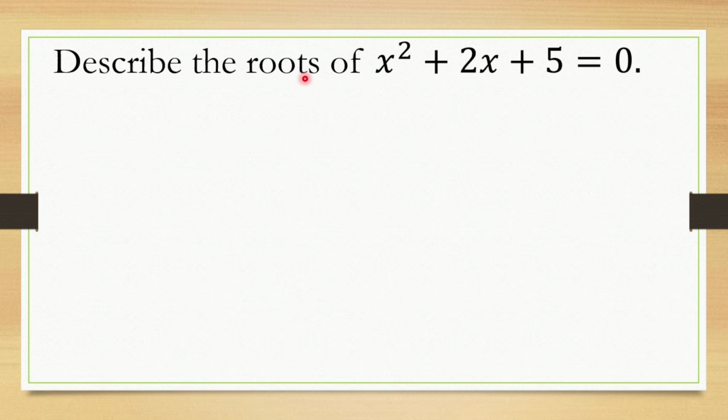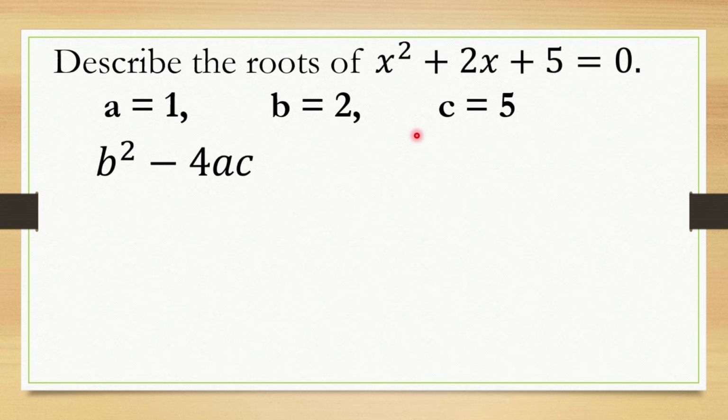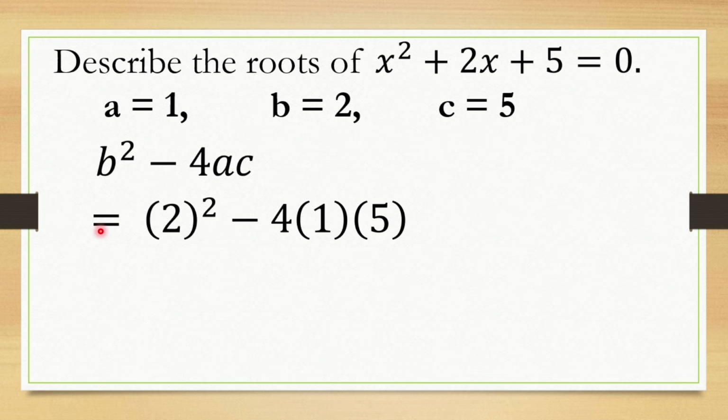Next, describe the roots of x squared plus 2x plus 5 is equal to 0. So, we will have a is equal to 1, b is equal to 2, c is equal to 5. Alright, so let us substitute. Our b squared is 2. So, substitution lang tayo lagi. So, 2 squared minus 4, our a is 1, c is 5. Okay, let us simplify. So, 2 squared is 4, 4 times 1, that is 4 times 5, that is 20. So, 4 minus 20, that is negative 16.